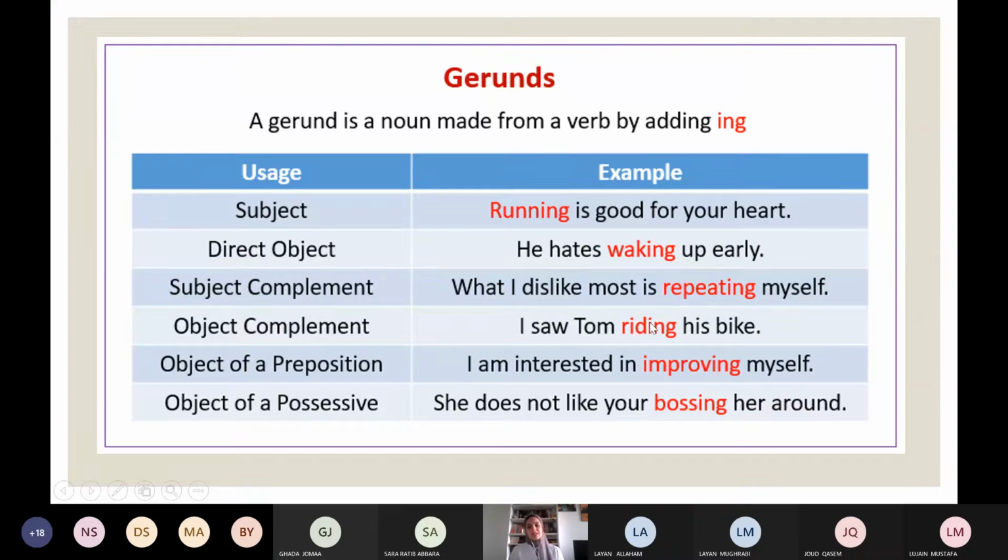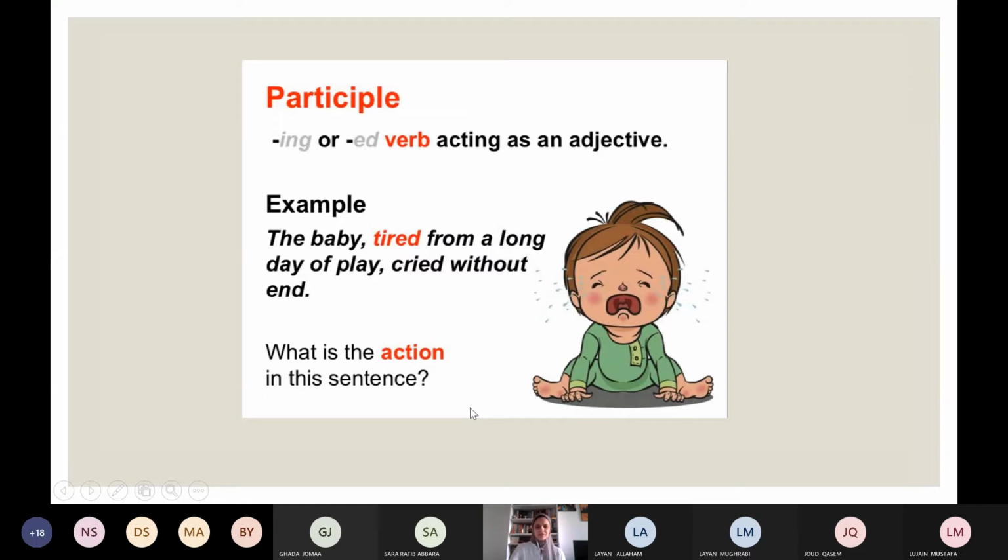I saw Tom riding. I saw Tom riding his bike. Object of preposition. I am interested in, after preposition. Okay. Object of a possessive. Okay, leave this. And you're not asked to know the last one.